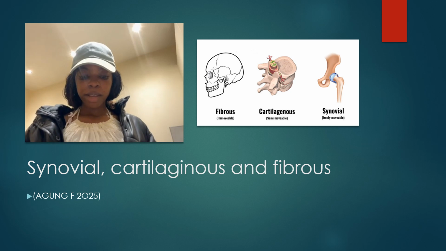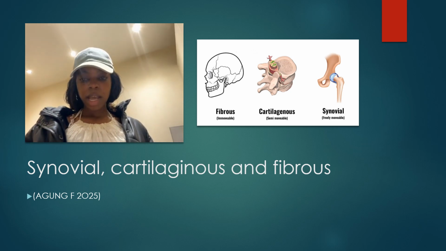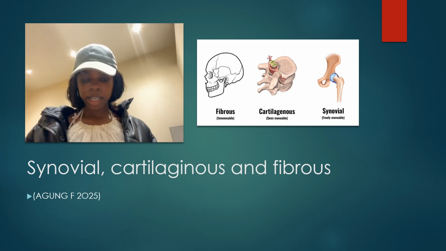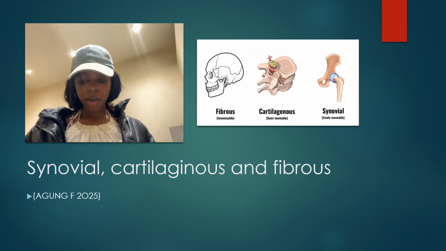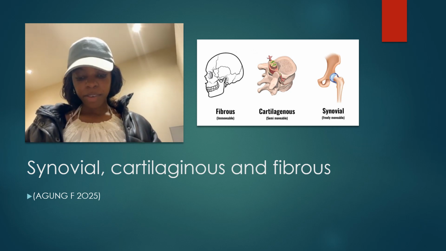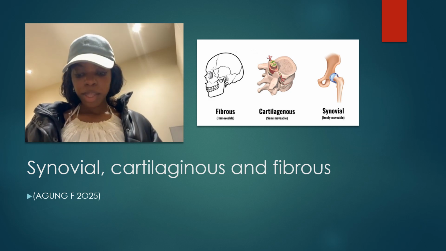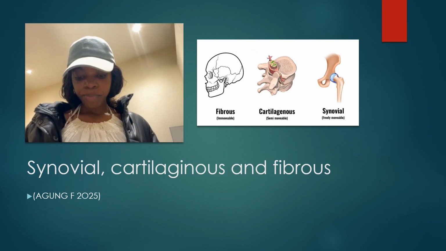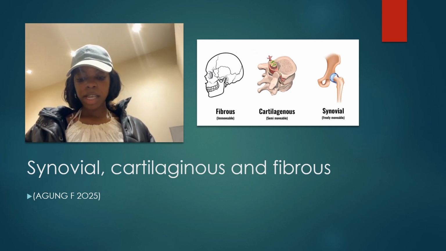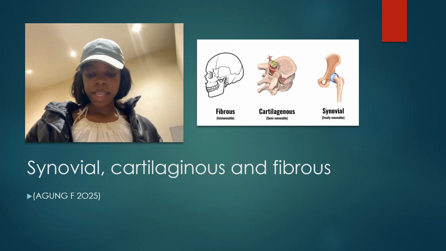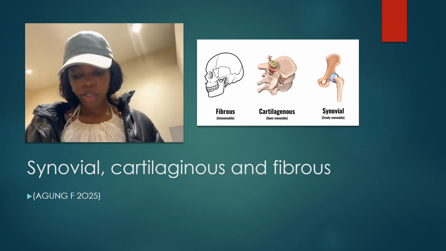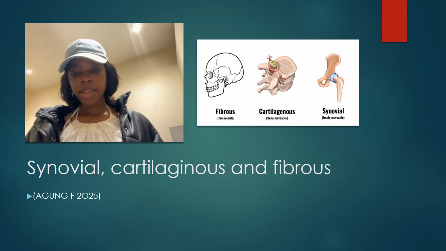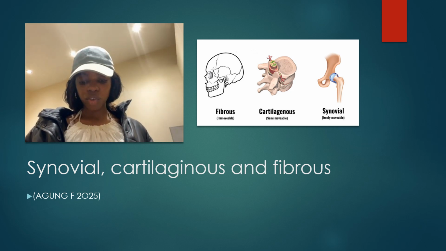Then secondly, we have the cartilaginous joint. Bones are joined by cartilage, either hyaline or fibrocartilage. These joints allow for limited movement, providing a middle ground between the mobility of synovial joints and the immobility of fibrous joints. The function is important for joints that need to absorb shock while still permitting some motion, such as joints between vertebrae.